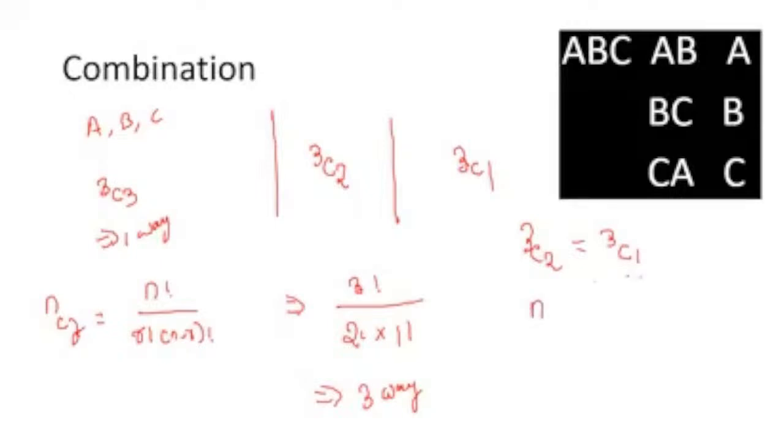Otherwise, the formula is nCr is equal to nC(n minus r). This is the formula we need to remember. So 3 factorial by, if you do like this also, you'll be getting 3 ways. So 3C2 is equal to 3C1. So please remember nCr is equal to nC(n minus r). If you do more number of problems, you'll be understanding the combination formula, how to approach.